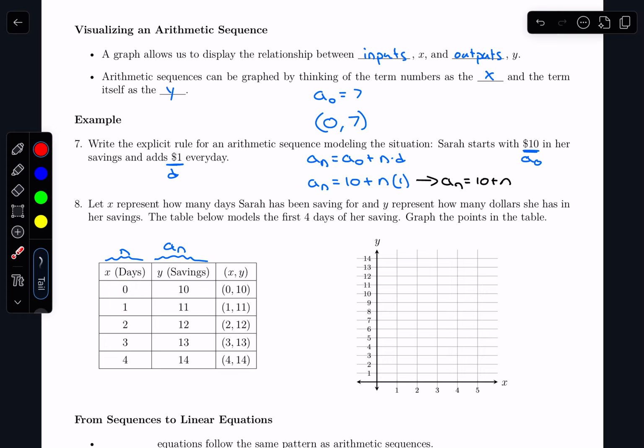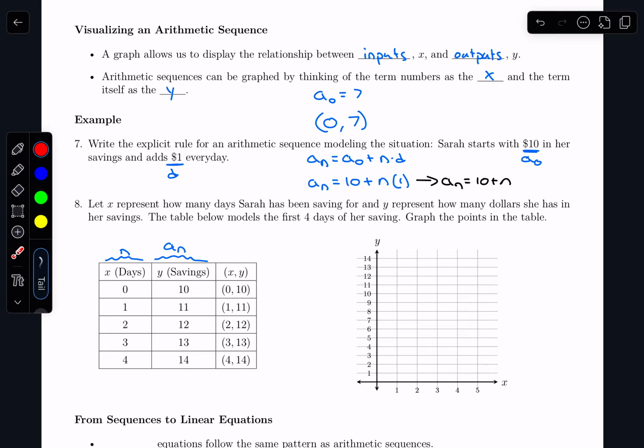Then our common difference is 1. So when we save for 1 day, Sarah's savings goes from $10 to $11. It goes up by 1. When we save for 2 days, it goes up by 1 again to 12, and then 13, and then 14. So this is just the first 5 terms of the arithmetic sequence that we wrote up above.